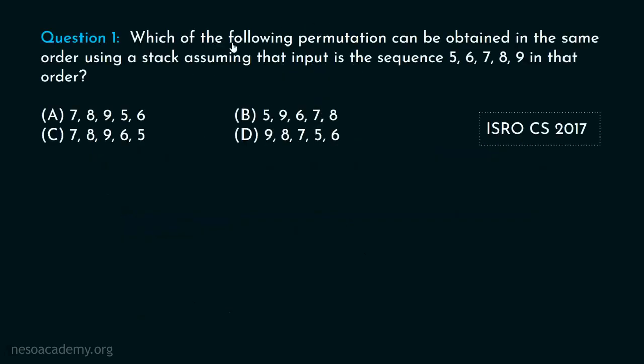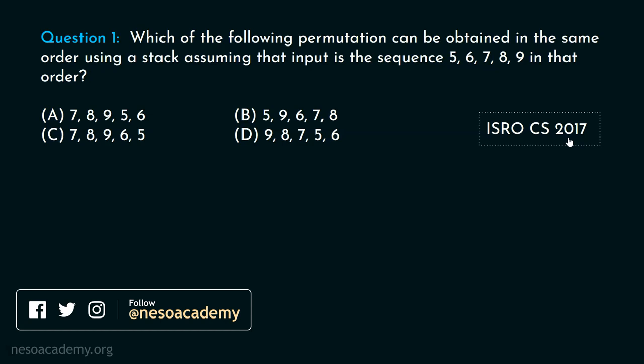Question number 1. Which of the following permutation can be obtained in the same order using a stack assuming that input is the sequence 5, 6, 7, 8, 9 in that order? These are all the options available in front of you. And this question has been asked in ISRO CS 2017. I would encourage you to pause the video for a while and try to answer this question on your own.